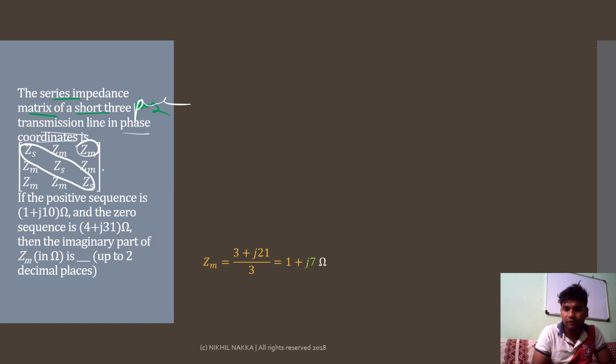Basically, you consider a three-phase transmission line like this. Every line conductor has its own impedance called ZS, so ZS is the self impedance of each line. And it is also assumed that between these two lines there will be a mutual impedance called Zm. Between these two lines again a Zm, and between these two lines again a Zm. Between any two lines we have a mutual impedance. So that is how it is related here.